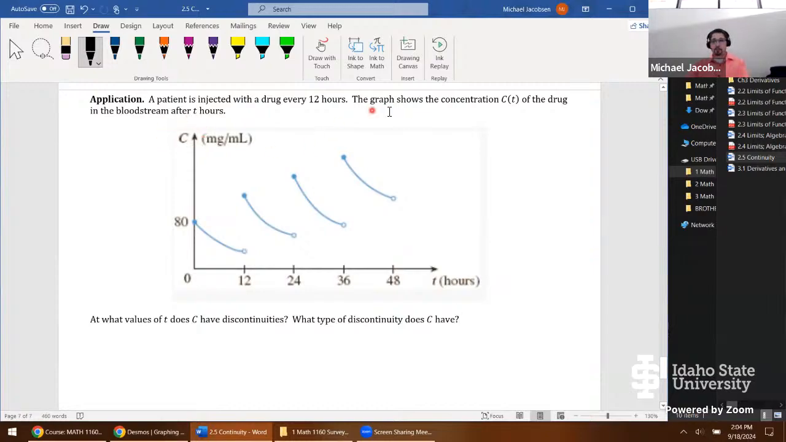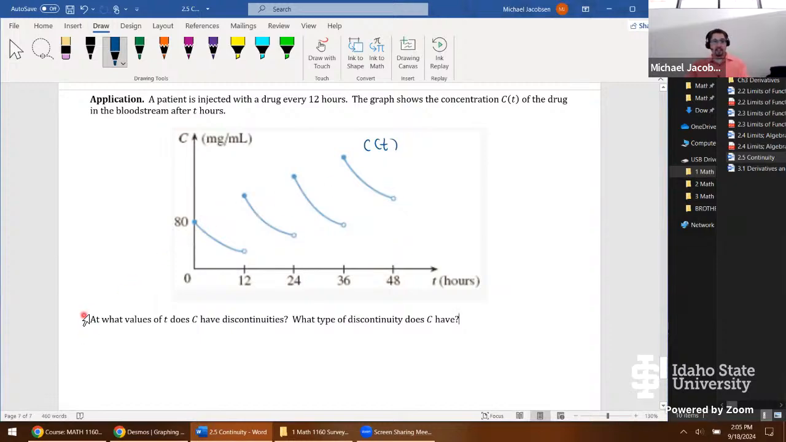It says further, the graph shows the concentration, C at time T, so C of T, of the drug in the bloodstream after T hours. So this function in blue is just, we could call it C of T. It comes in 4 different pieces. I guess after the 48-hour mark, the patient was done with whatever the infusion was or the injection therapy. But C of T is this whole function here in 4 different pieces.